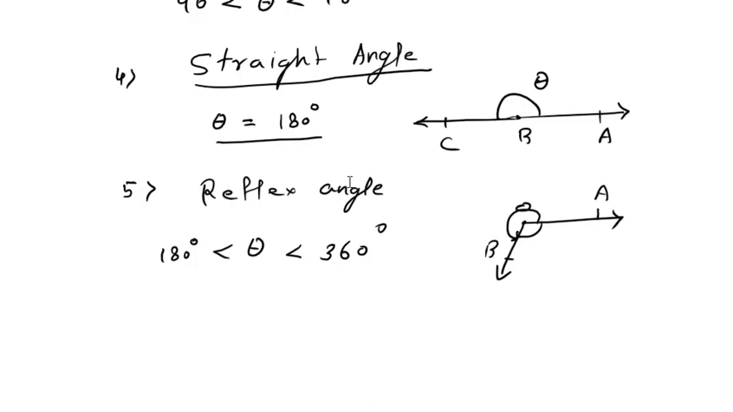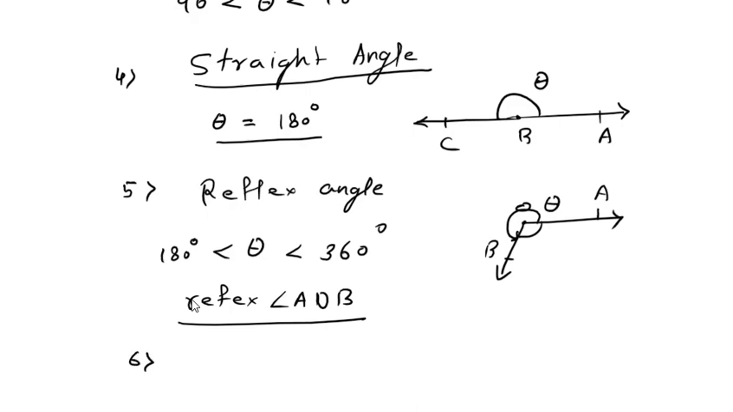We write reflex angle as reflex angle AOB, okay. So when I say angle AOB, then I am talking about angle which is less than 180 degree. But when I say reflex angle AOB, that means I am talking about an angle which is more than 180 degree. So angle more than 180 degree and less than 360 degree is called reflex angle.